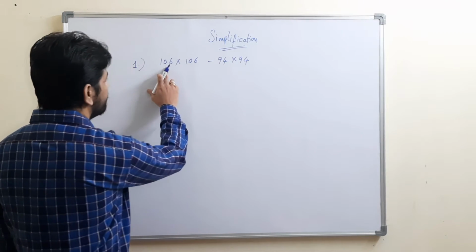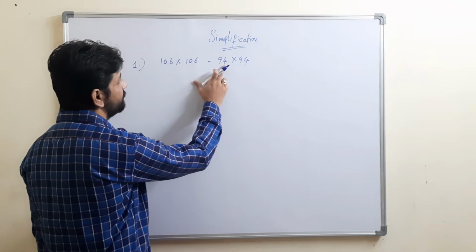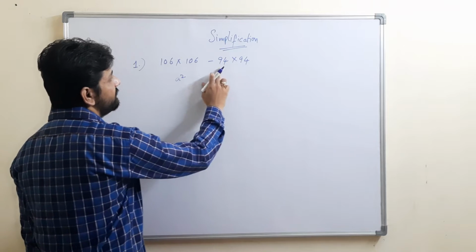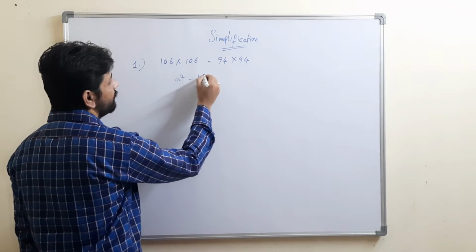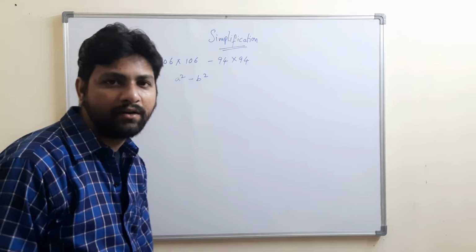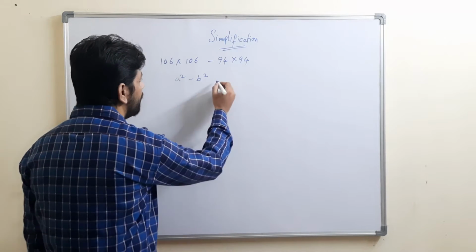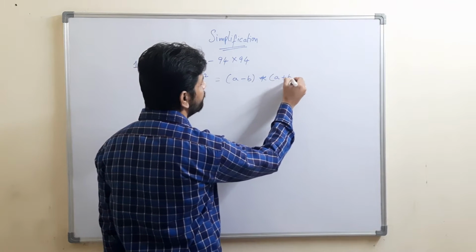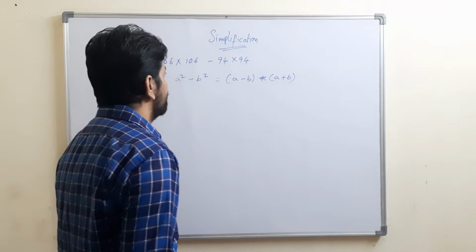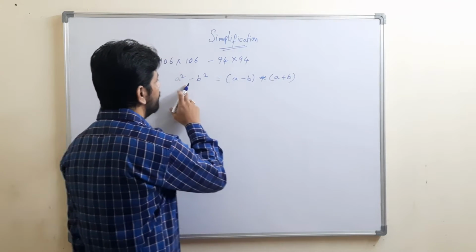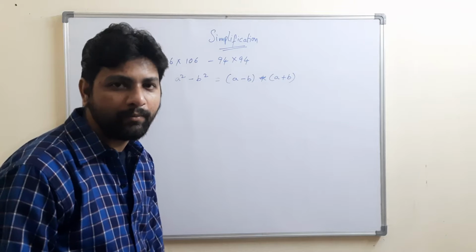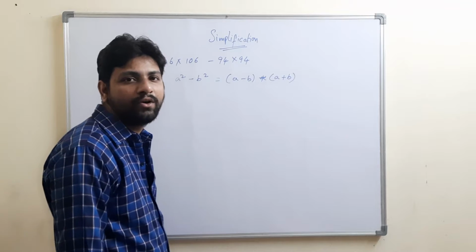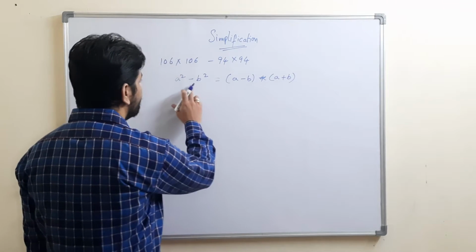Generally if you take this as A and this as B, this is in the form of A square and this is in the form of B square. So A square minus B square. What is the formula for that? A minus B into A plus B. This is the general formula. We have to remember that. If you remember this formula, you can easily solve this type of problem.